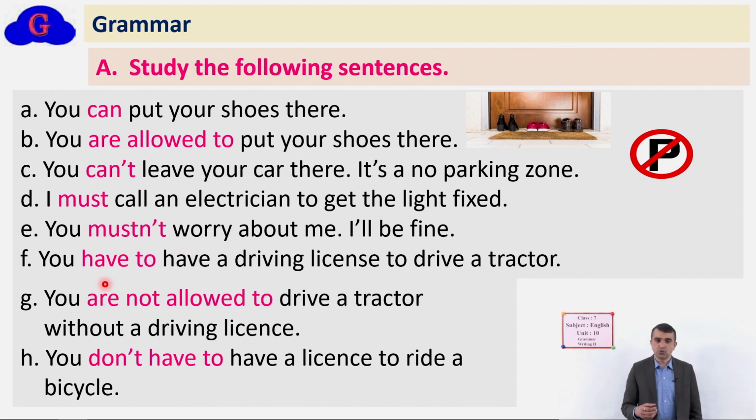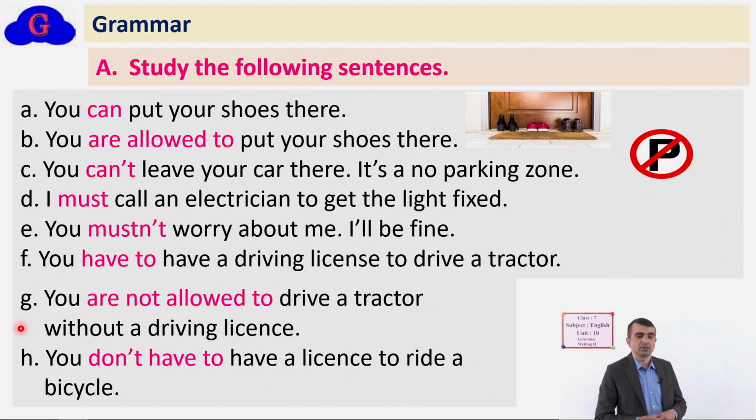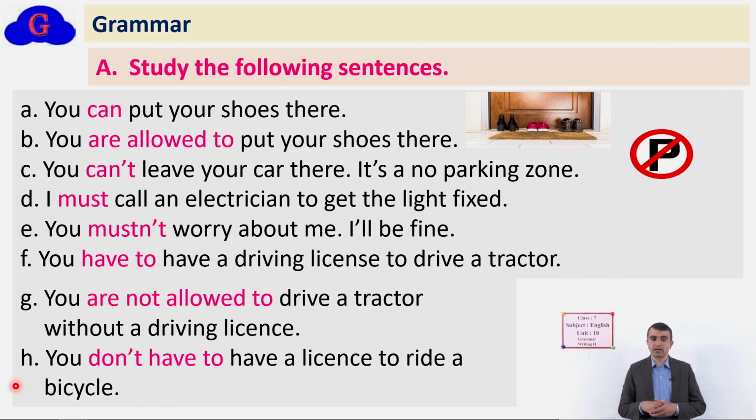F. You have to have a driving license to drive a tractor. Similarly, number G. You are not allowed to drive a tractor without a driving license. Next, number H. You don't have to have a license to ride a bicycle. Now here you read these sentences. Where do you find this sort of sentences? For what purpose do you use these sentences?